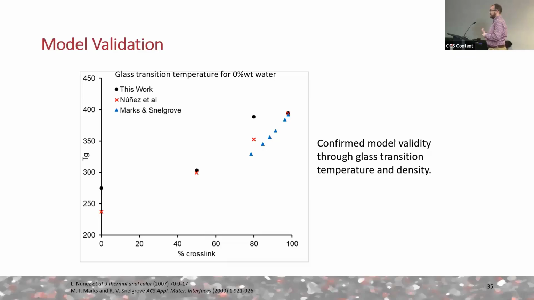So I'm looking at much smaller systems, and I'm cooling at a much faster rate than the experimental system. So this is the type of agreement we would expect. So I'm very happy with that. So now I know my model is realistic. I can actually look at what we wanted to look at.